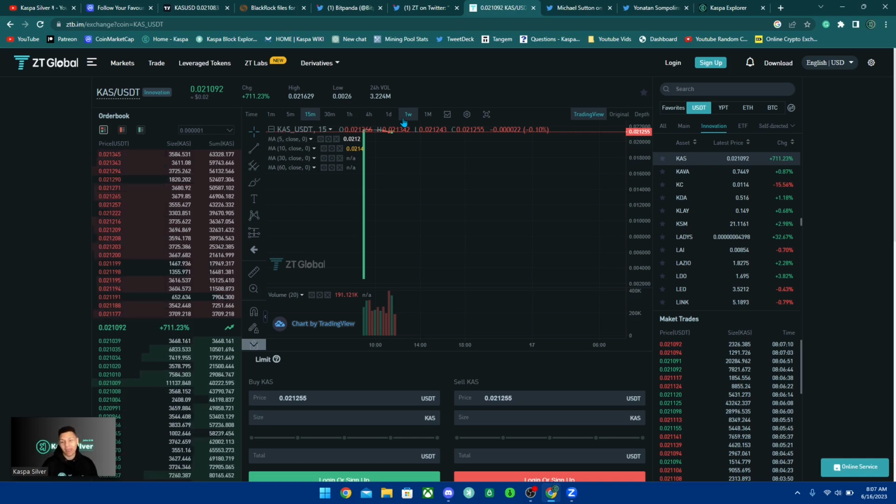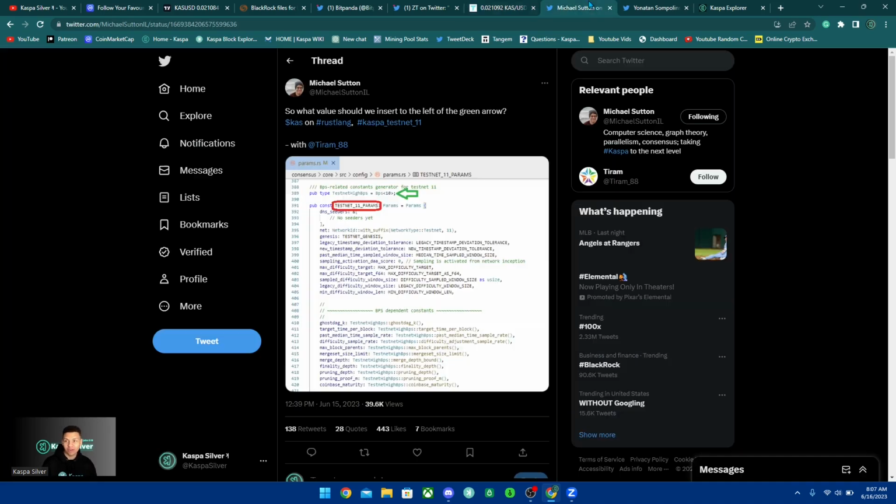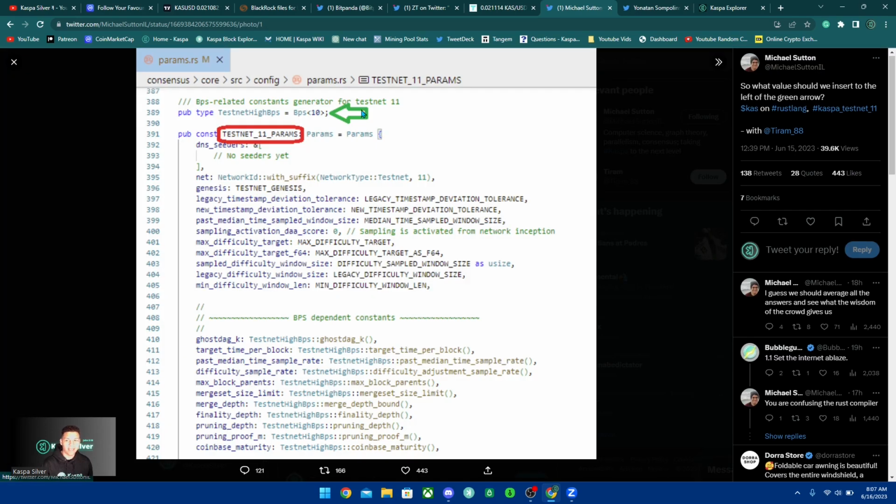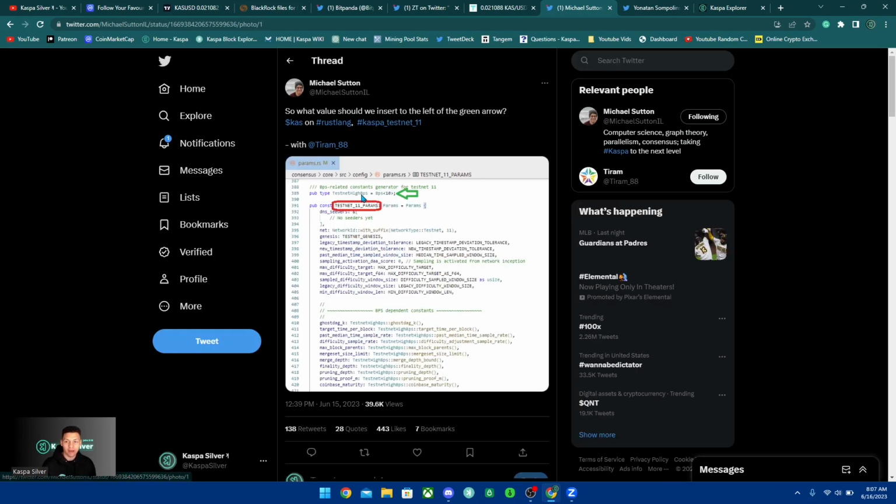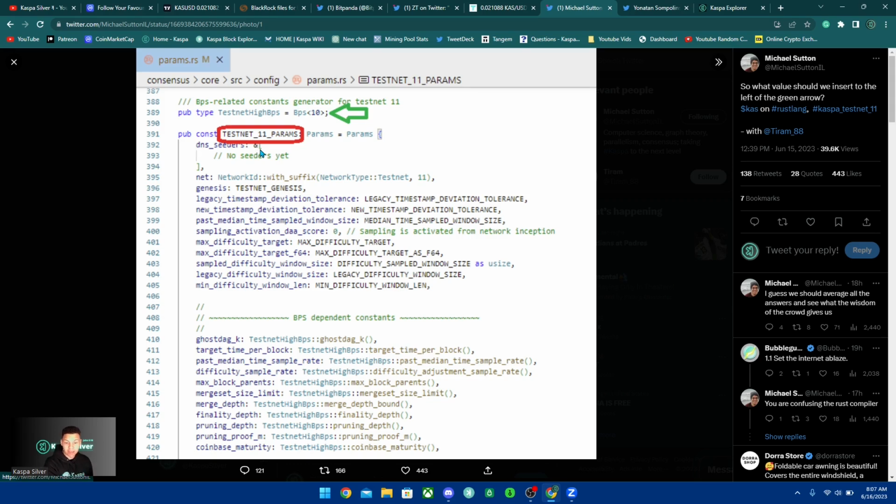And then lastly, I want to end off with crazy news: Rust being very, very close to finished. Michael over here, who is one of the core devs for Kaspa, has been working on Rust and implementing blocks per second. He said, so what value should we insert to the left of the green arrow? And in the picture here, the value has 10 for BPS, which is blocks per second. And this is for the testnet of Rust. So this isn't all going to be on the mainnet of Kaspa, but this is just for the testnet to start testing getting up to 10 blocks per second.